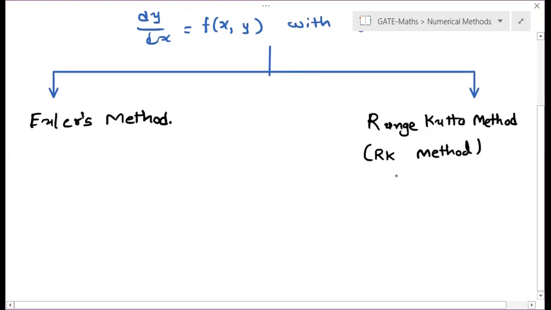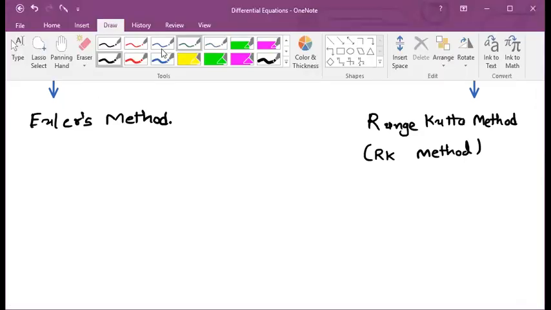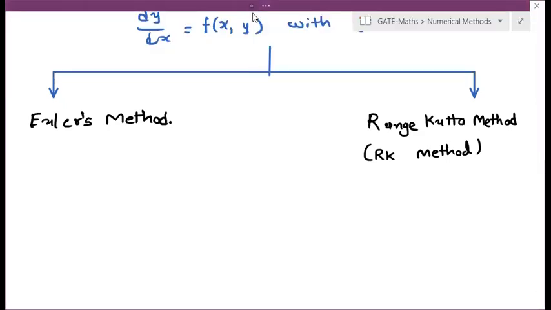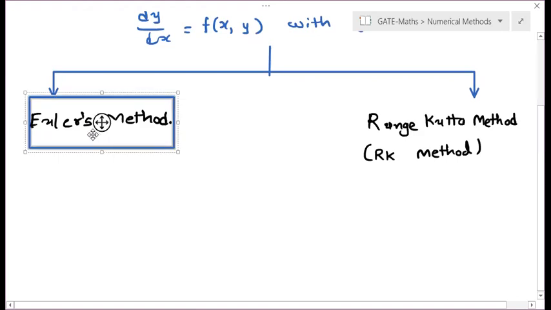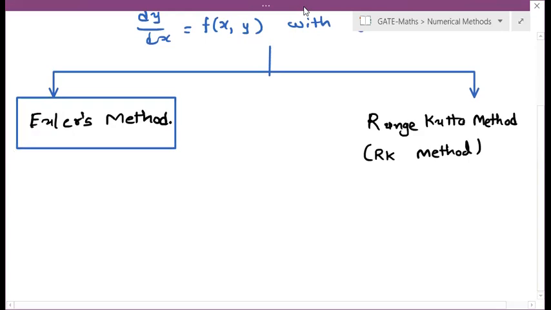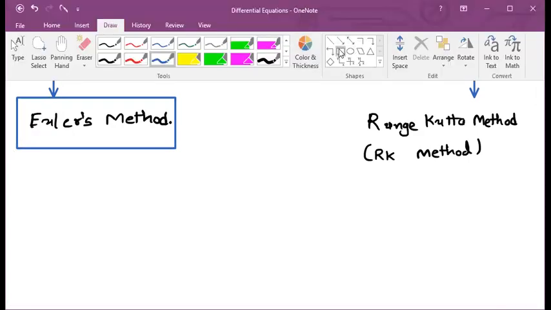Now see here. In Euler's, again, there are two different methods. Those I will give you first, line by line. In Runge-Kutta, you can have three methods.